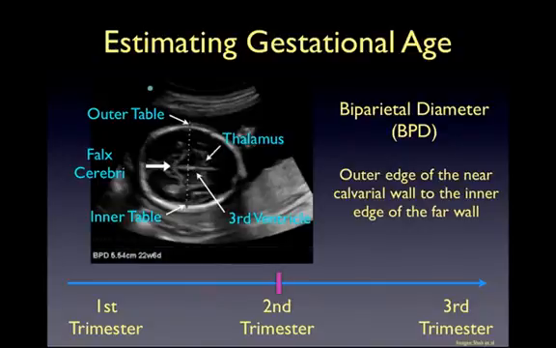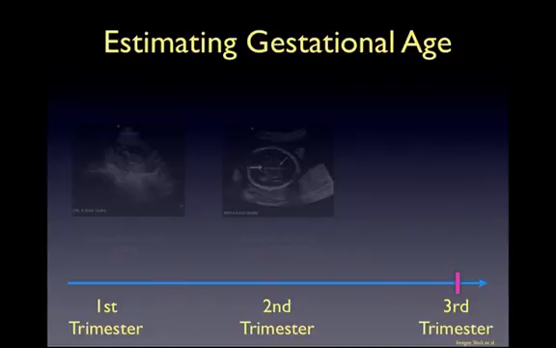In this age, the gestational age is estimated to be approximately 22 weeks. It is important to note that after 26 weeks of gestation, the BPD may be inaccurate, secondary to growth and/or nutritional abnormalities.